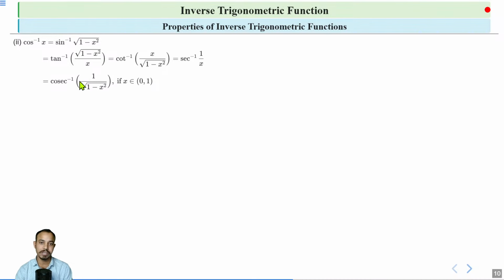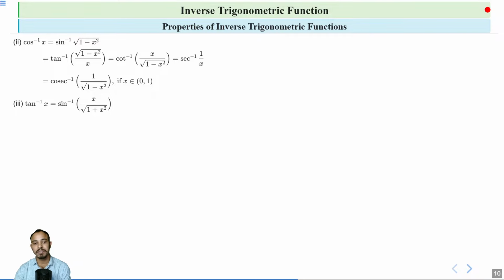And this is equal to cosec inverse of 1 by square root of 1 minus x square if x belongs in the open interval 0 to 1. Here you have to verify how we obtain this. Due to lack of time we are not going to prove it. We are just revising all the properties of inverse trigonometric functions here. So note these properties and try to prove how we obtain them.